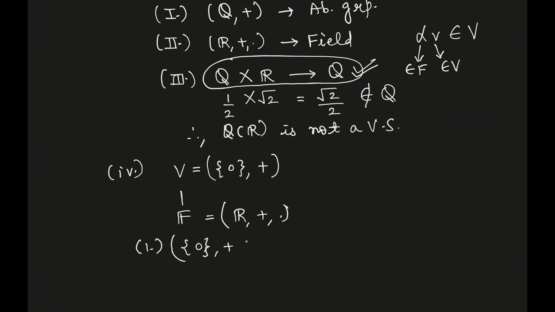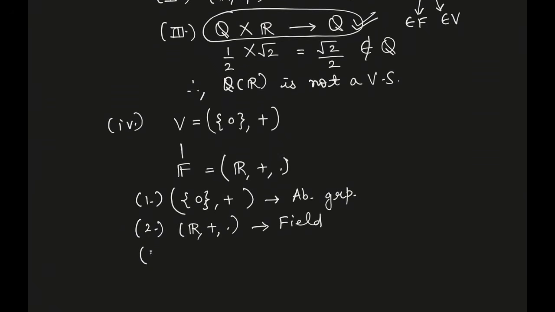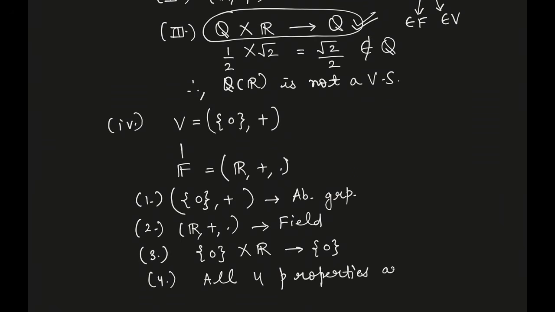0 with respect to plus is an abelian group. Secondly, real with respect to plus and dot is a field. Thirdly, singleton 0 cross R will again be singleton 0, because if I multiply any real number with 0, then it will be 0 only. Lastly, all four properties are satisfied. Therefore, V over F is a vector space.